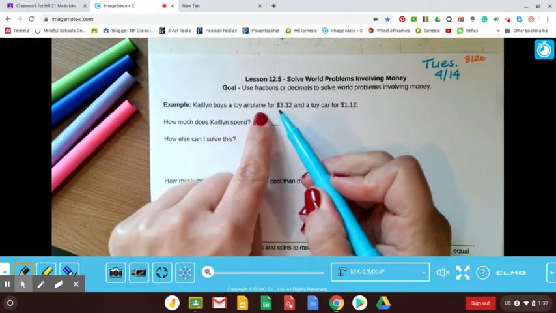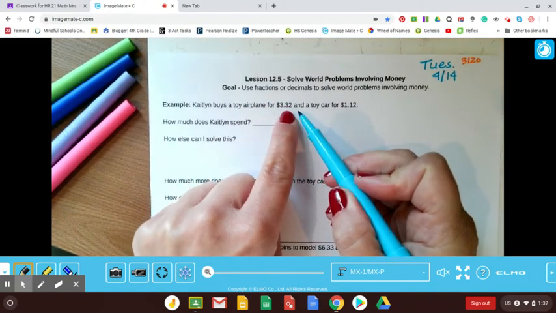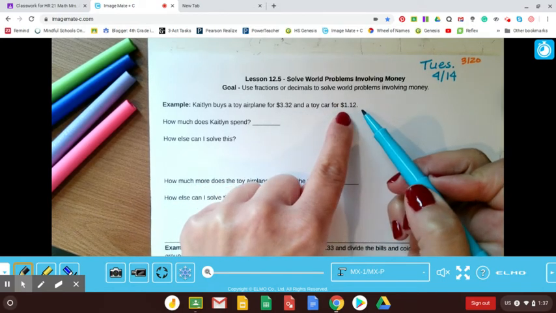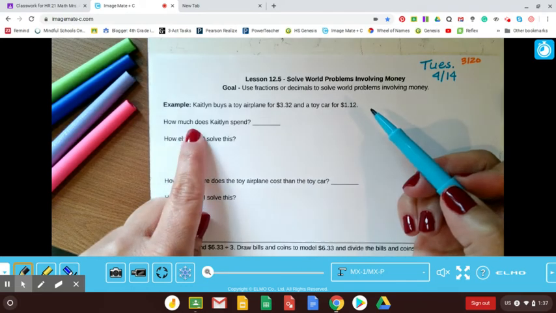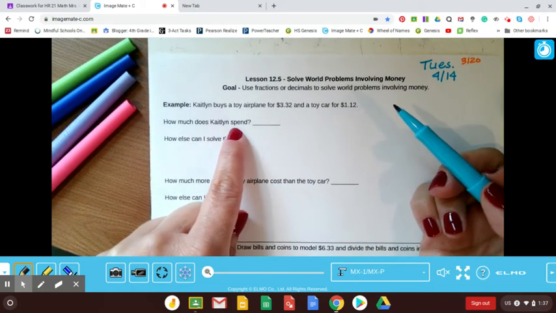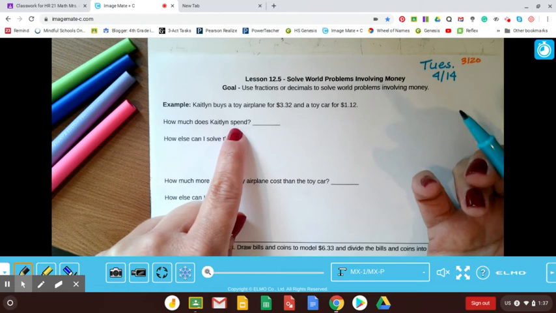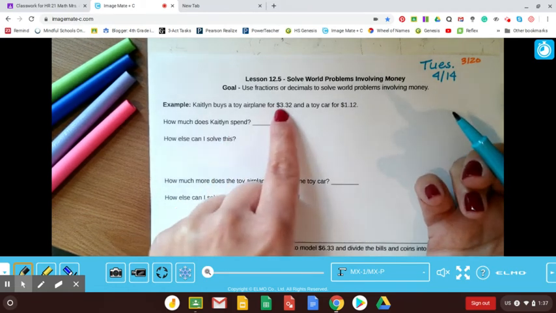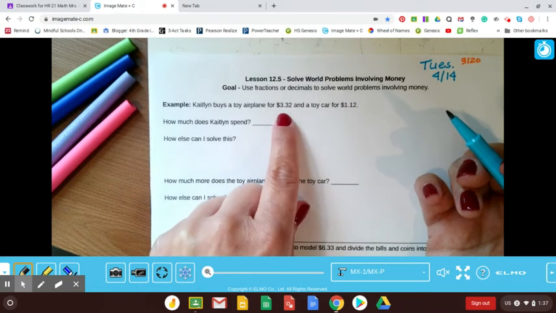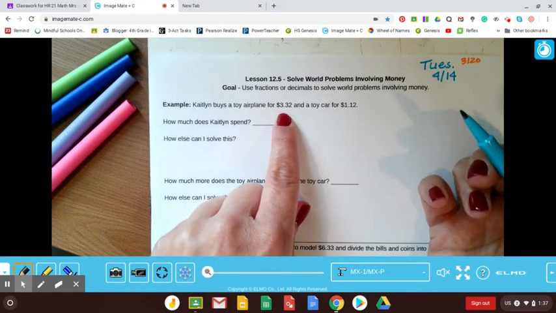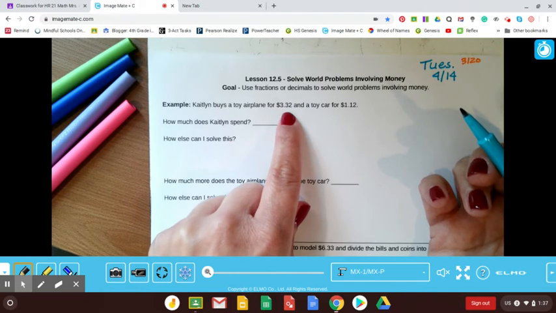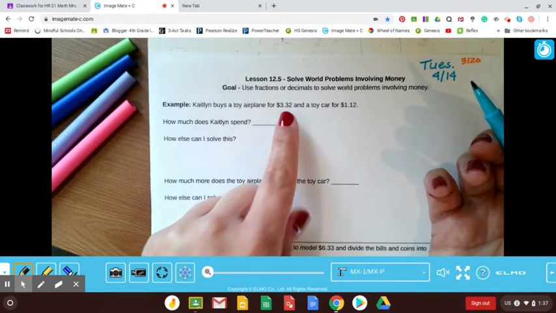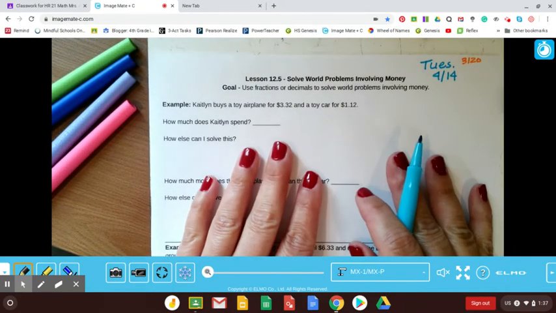Caitlin buys a toy airplane for $3.32 and a toy car for $1.12. So the question is asking, how much does Caitlin spend? Now, we know just from doing word problems and knowing all of the operations that this sounds like an addition problem where we're adding these two amounts to find a total. But we can not only solve this using decimal place value, we can also solve it a few other ways. And I want to draw your attention to that.